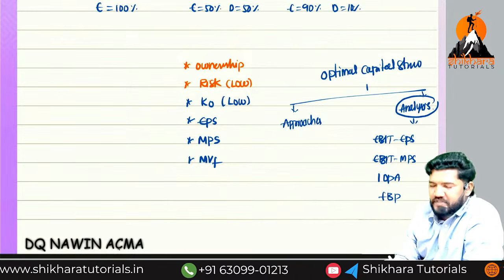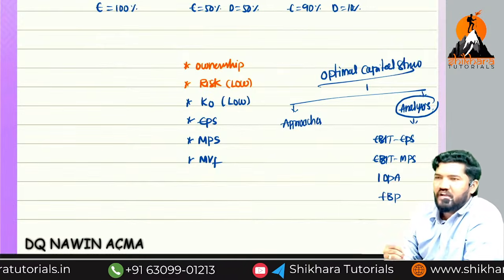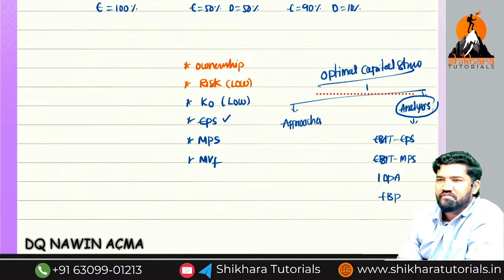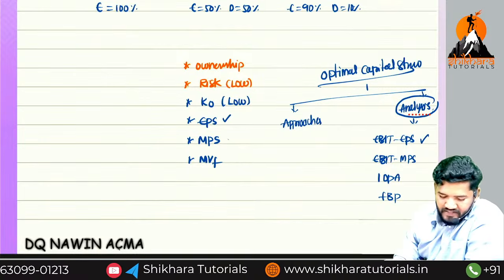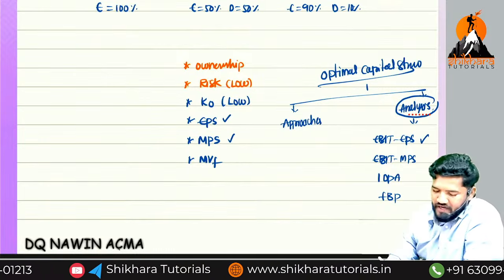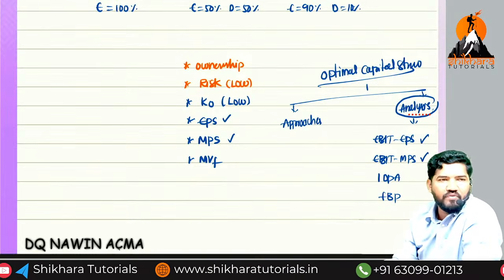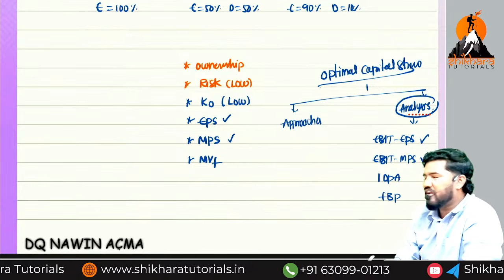Analysis. What is the purpose of analysis? To prove that the structure you followed is the optimal capital structure. This EPS calculation is there, na? That is nothing but EBIT to EPS. This MPS is there, na? That is nothing but the EBIT to MPS calculation. Ko, you already know how to calculate Ko. Sir, clear? Now, indifference point analysis and financial break-even point are not required.